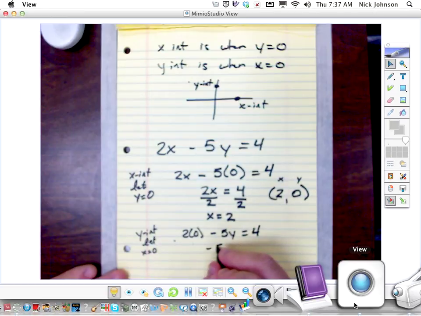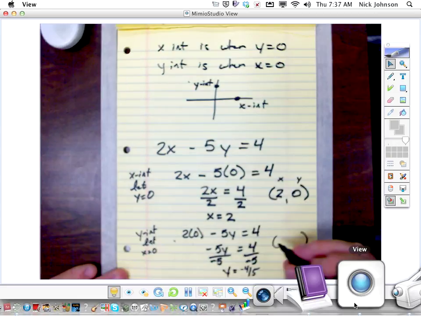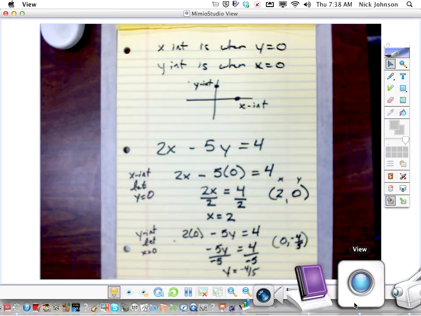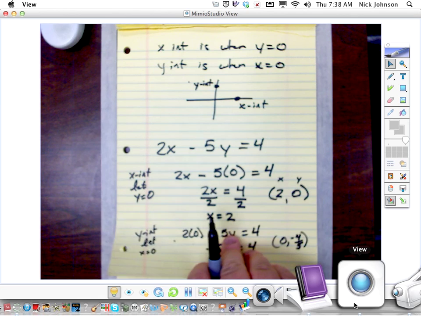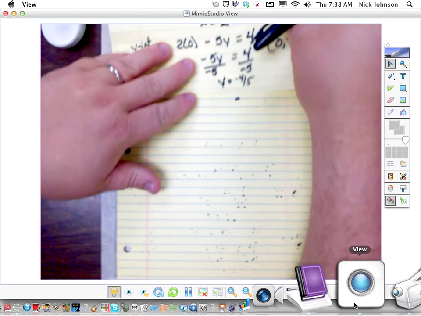To find my y-intercept, I let x equal 0. So 2 times 0 minus 5y is equal to 4. Well, that's gone. Leaves me with the negative 5y is equal to 4. I divide by a negative 5. y equals a negative 4/5. So the point for that, my y-intercept, is 0, comma, negative 4/5.